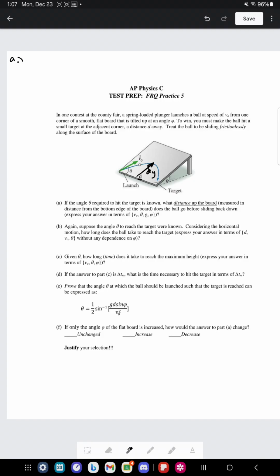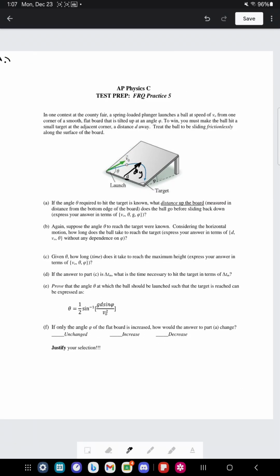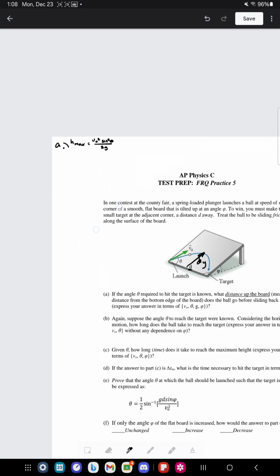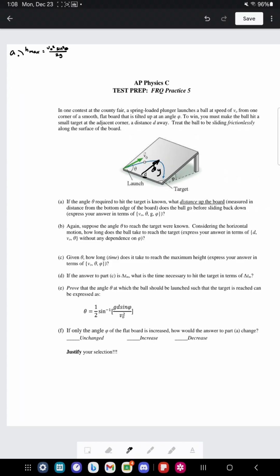So I'm going to use h max equals v squared sine squared theta over 2g. However, this equation is only for an object thrown in the air, but this object is on a ramp, so instead of our gravity we have to use the acceleration going downward in the y direction.